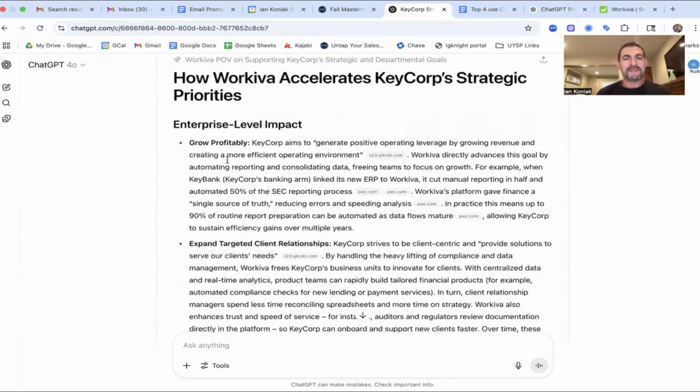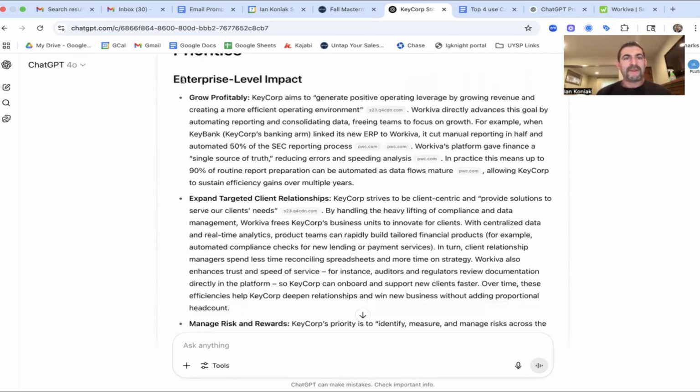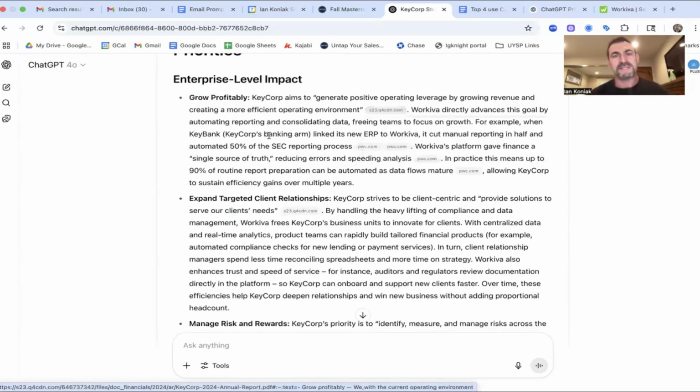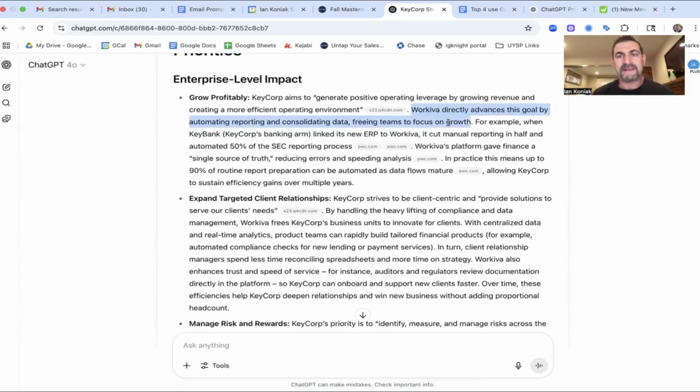So it directly goes into detail on everything that KeyCorp's looking to do, including the articles. So growing profitably is a big area and more efficiency. Again, reporting falls right into those efficiency initiatives. So Workiva directly advances this goal by automating reporting, consolidating data, freeing teams to focus on growth. For example, when KeyCorp's banking arm linked its new ERP to Workiva, it cut manual reporting in half and automated 50% of the SEC reporting process.